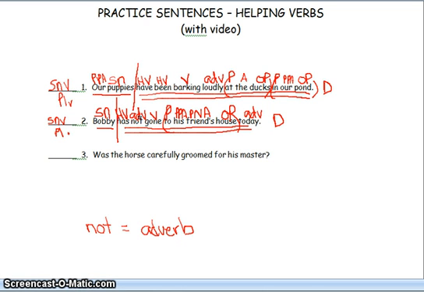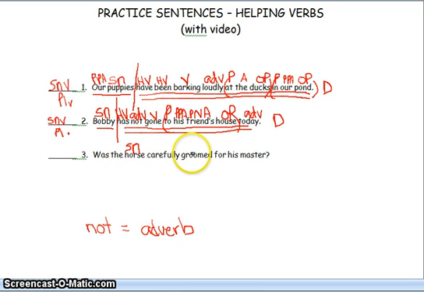Okay, sentence number 3. We are going to learn how to classify the last type of sentence. So the last type of sentence is an interrogative sentence, okay? Asks a question. And they can be a little bit tricky. And so sometimes it's easier to classify an interrogative sentence if in your mind you make it into a statement. But let's go ahead and do sentence number 3 the way it's written. Was the horse carefully groomed for his master? Who was carefully groomed for his master? Or what, I suppose in this case? Horse. Subject, noun. What is being said about horse?